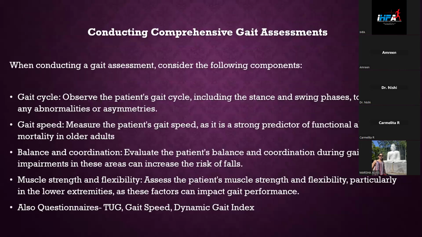So, how do we conduct a comprehensive gait assessment? First of all, there are different components that you have to do in gait assessment. Before going to the assessment, there are two types of gait assessment. One is objective, one is subjective. Does anyone know which is the subjective and objective gait measurements?